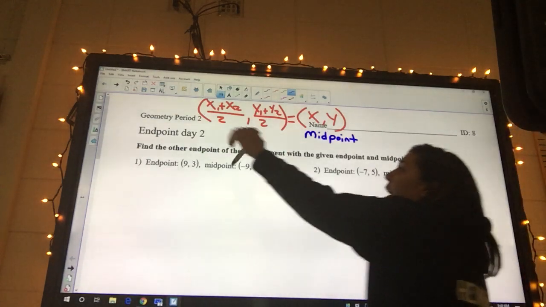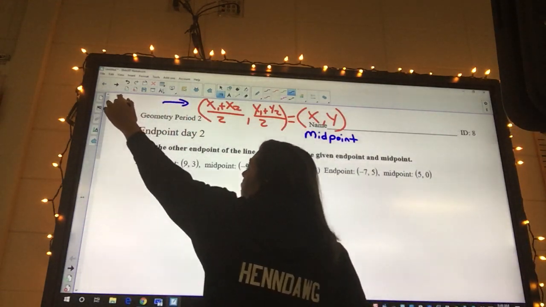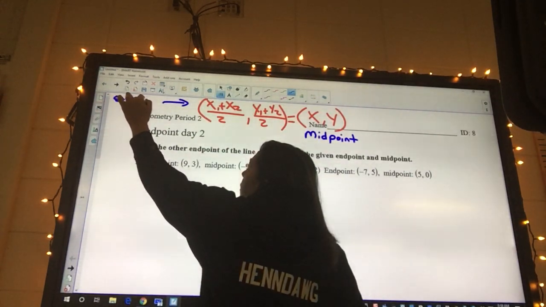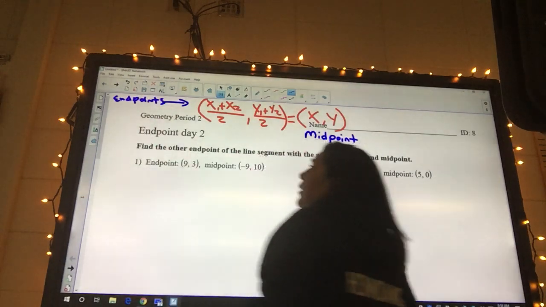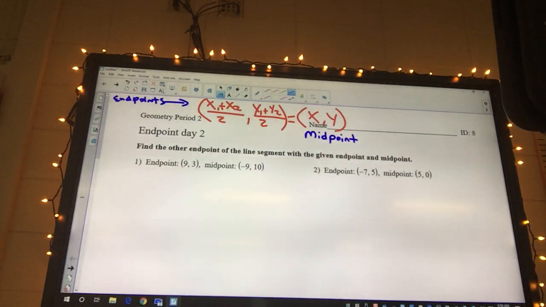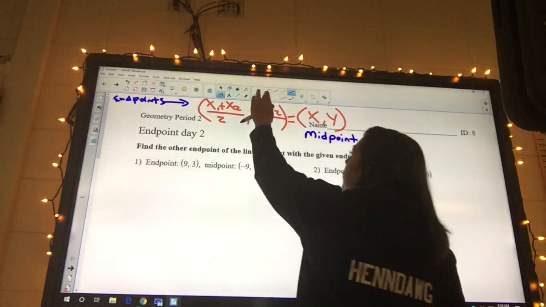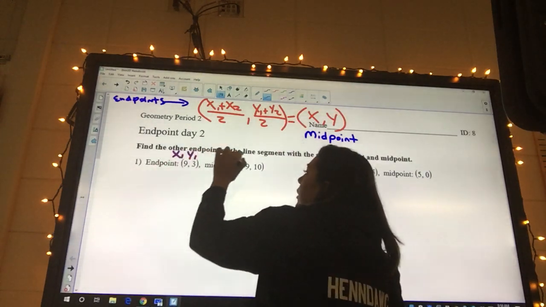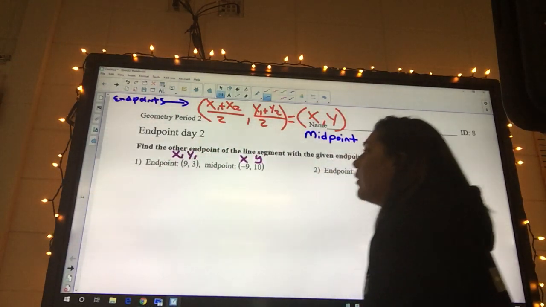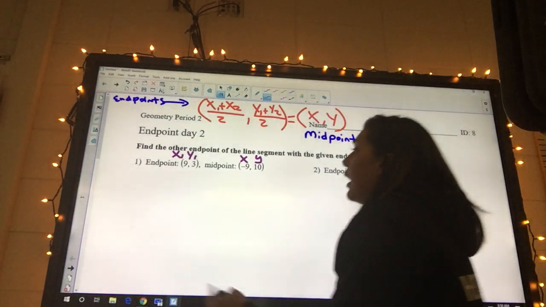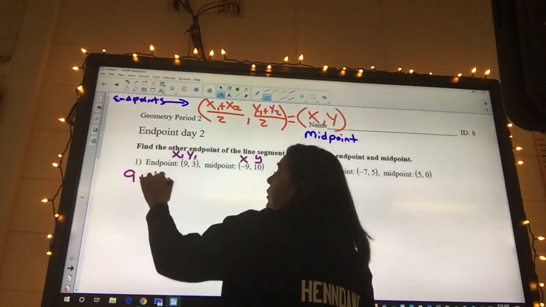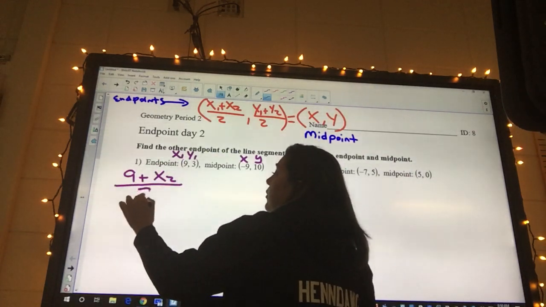And then the top, x sub 1, x sub 2, these are going to be endpoints. So we got our endpoints and our midpoint, and we just need to plug in and figure stuff out. So we can label these x sub 1, y sub 1, a big X and a big Y. So we got our x sub 1 is going to be 9 plus, we don't know, x sub 2 over 2.